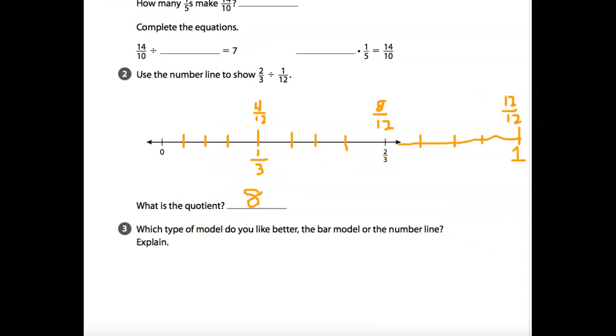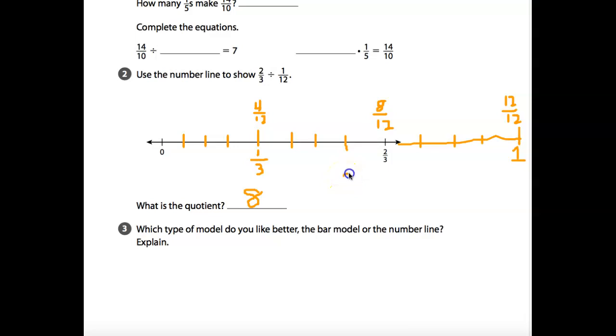All right, let's look at number 2. Use the number line to show 2/3 divided by 1/12. It might help you to see this whole thing from 0 to 1. If you draw it out to 1, you know that there are 12 twelfths in one whole. So we've done that, and then we can see that in 1/3, 1/12, 2/12, 3/12, 4/12. There's 4/12 in 1/3, 5/12, 6/12, 7/12, 8/12. So there's 8/12 in 2/3. So the quotient is 8.